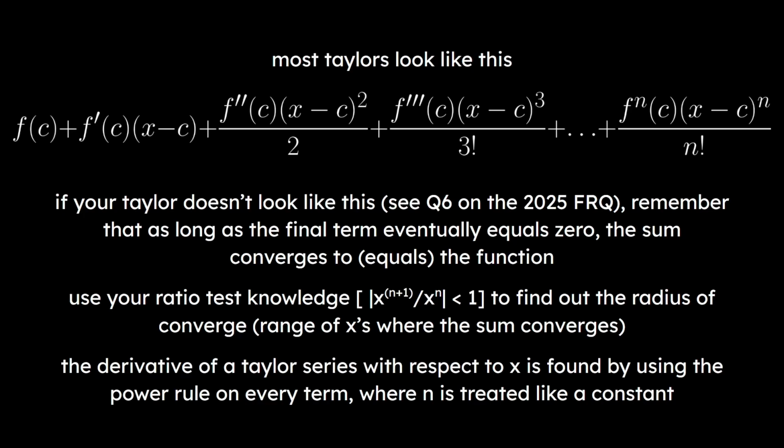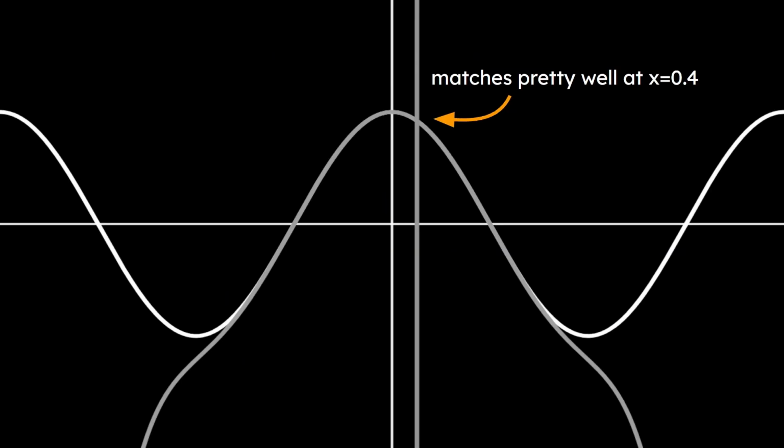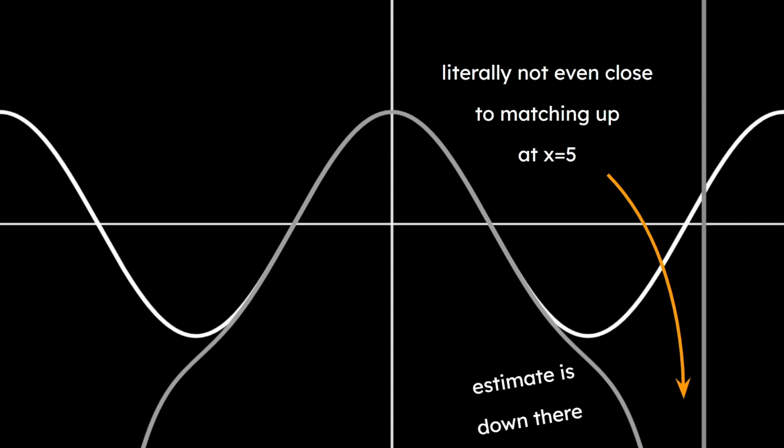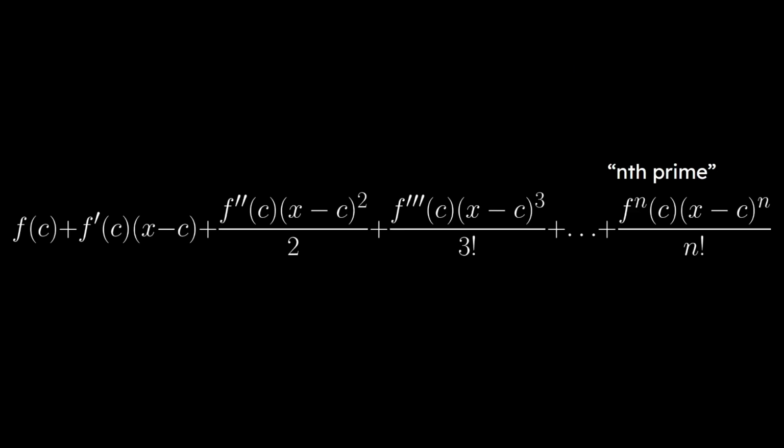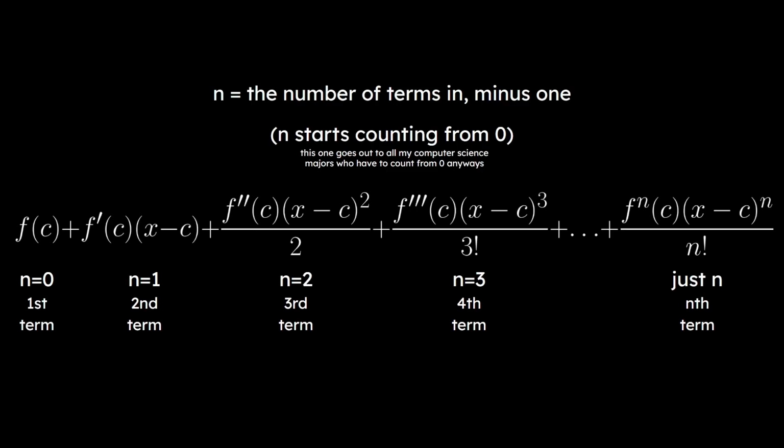The c is where we're estimating around, since if you do only a little bit of the Taylor series, it would be a really bad estimate if I was doing everything around x equals 0 and then tried looking all the way over here at x equals 5. The n in f to the n of c represents the nth derivative, since it's really hard to write infinite or unspecified apostrophes, and n in general is just how many terms deep into the Taylor series we are, minus 1, since we start counting n from 0.